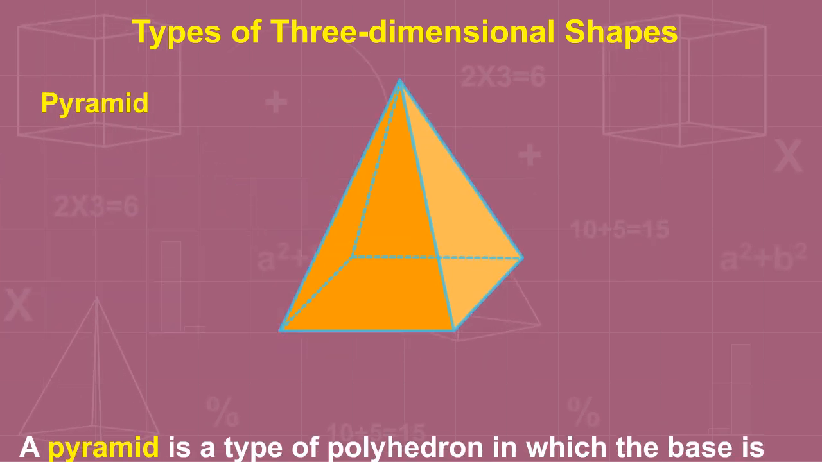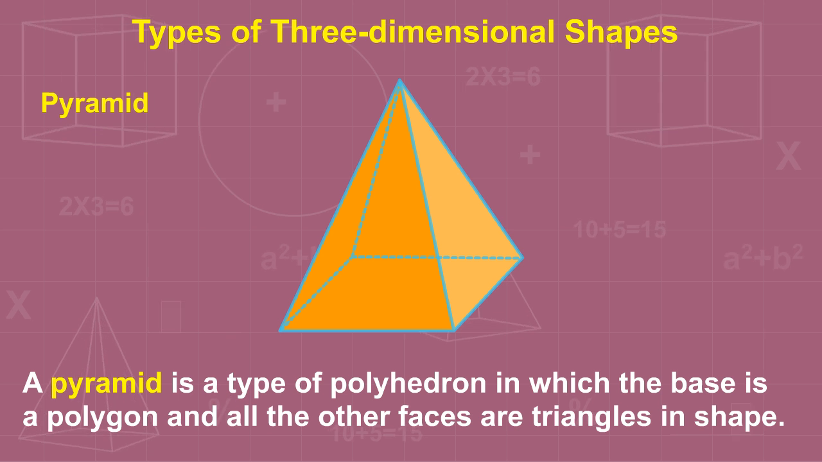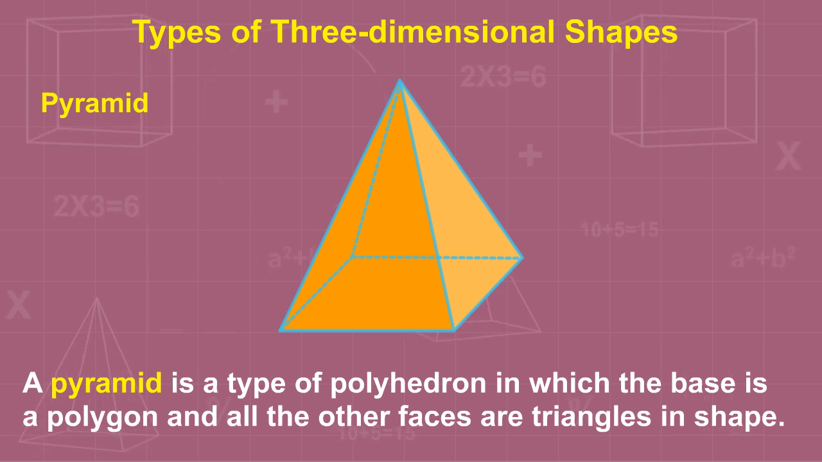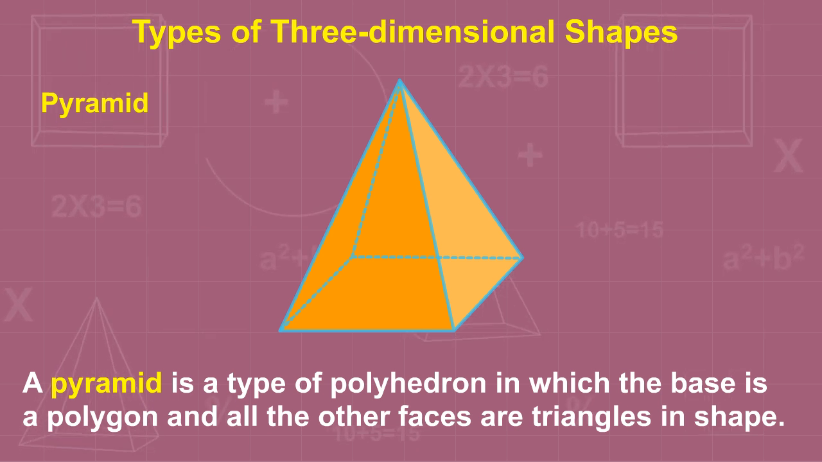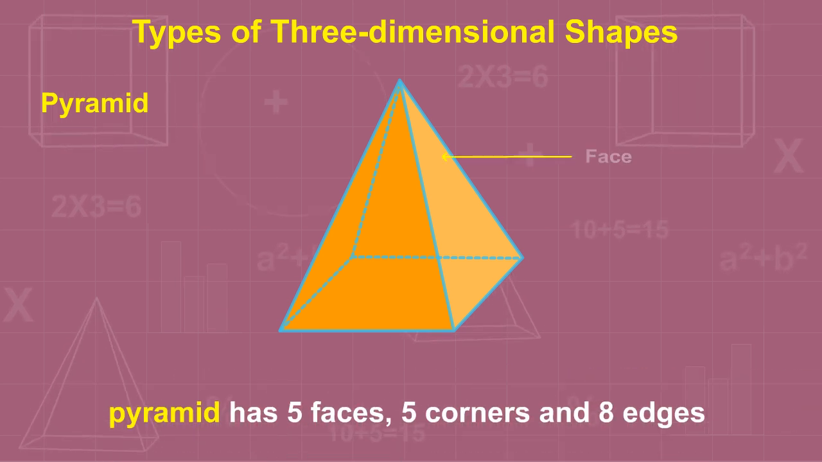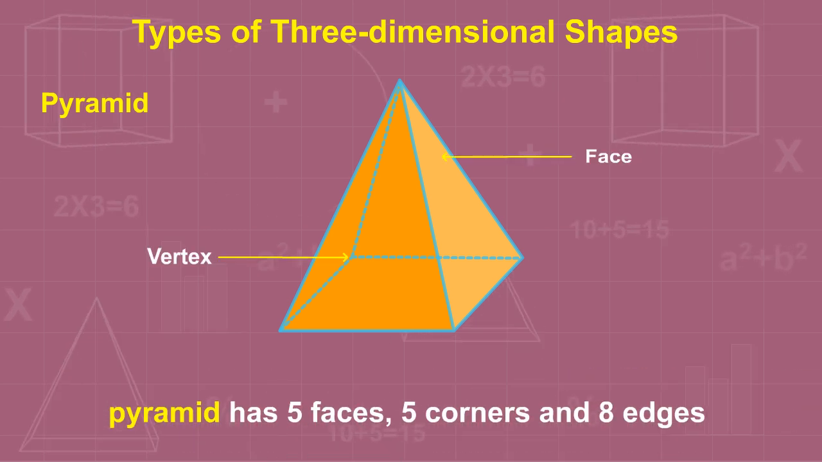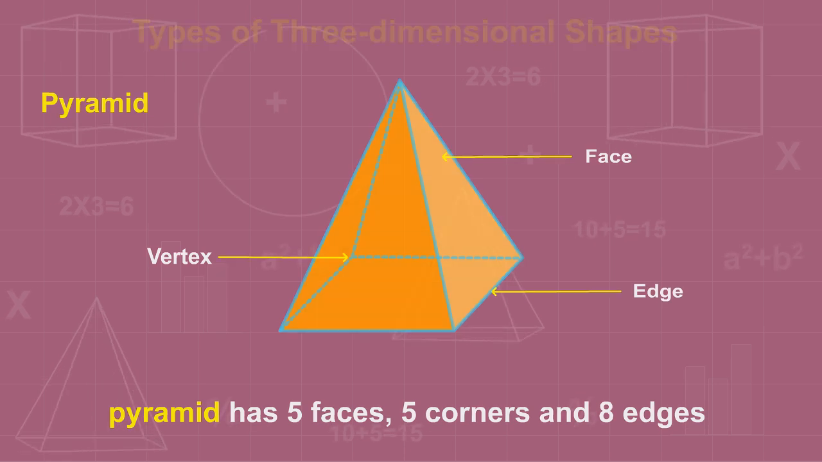Pyramid. A pyramid is a type of polyhedron in which the base is a polygon and all the other faces are triangles in shape. It has 5 faces, 5 corners and 8 edges.